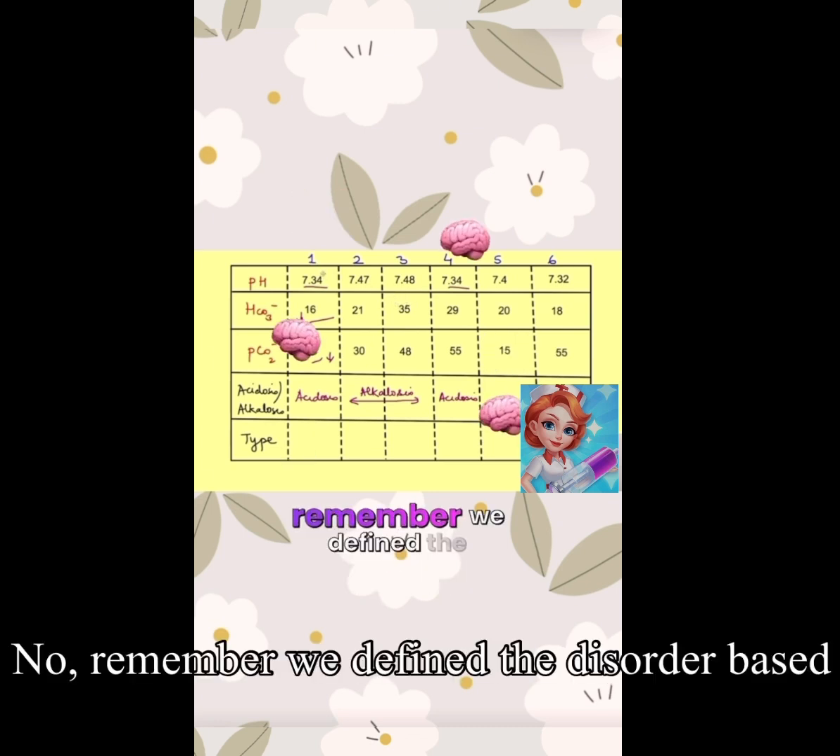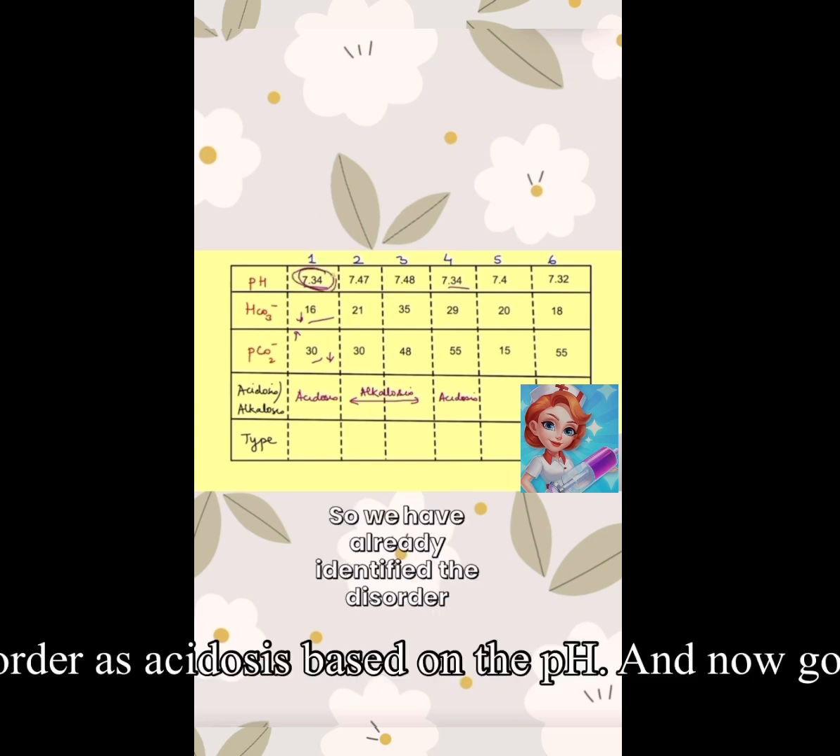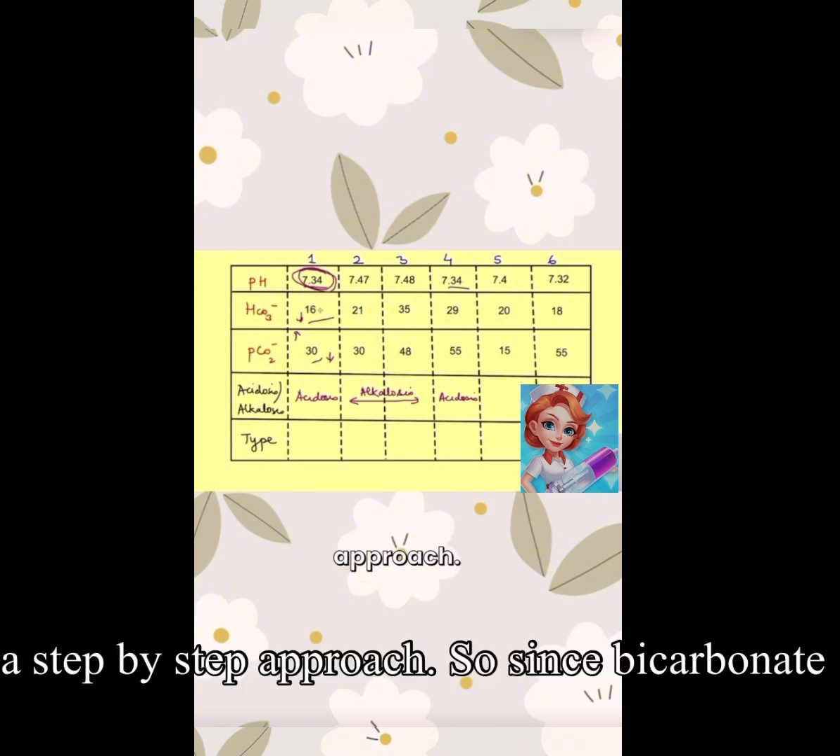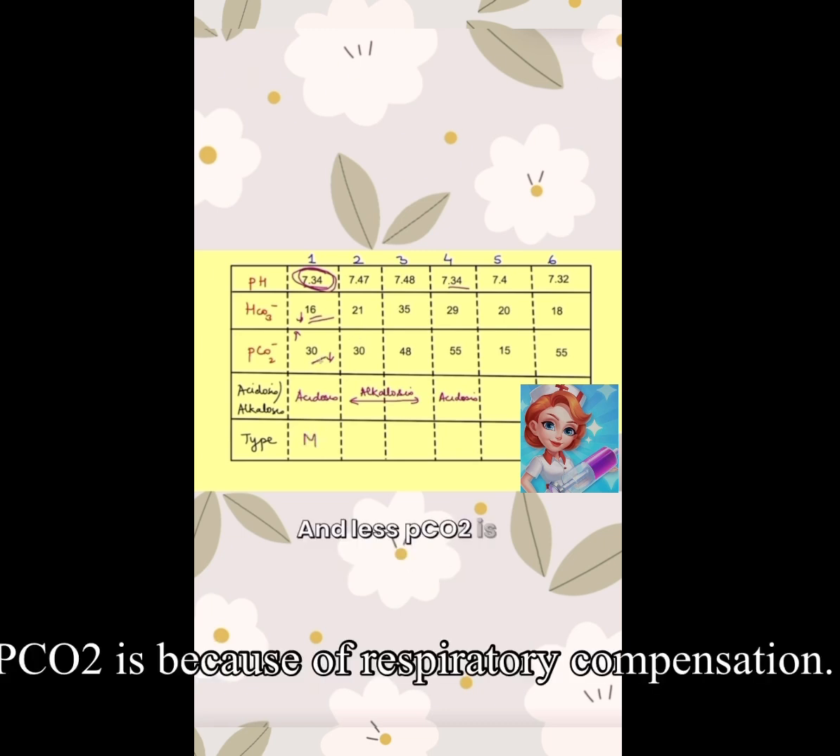No. Remember, we defined the disorder based on pH. So we have already identified the disorder as acidosis based on the pH. And now go in a step-by-step approach. So since bicarbonate is less, this is metabolic acidosis. And less PCO2 is because of respiratory compensation.